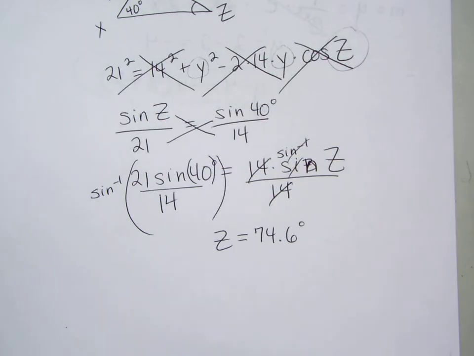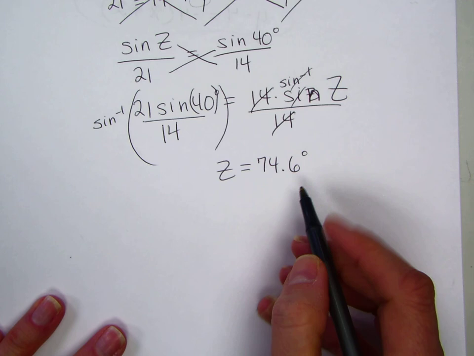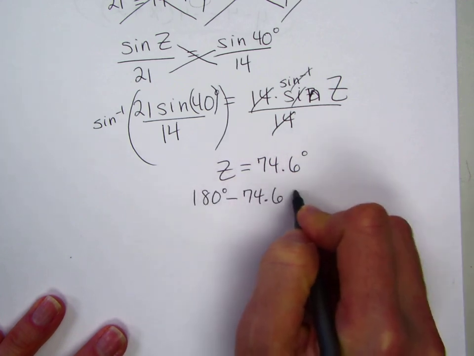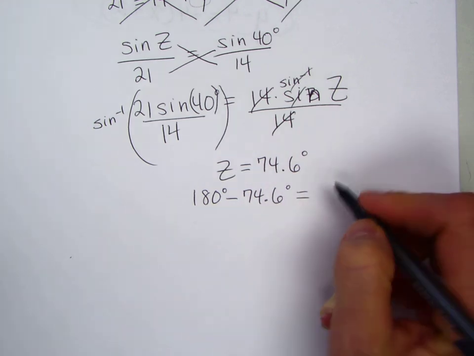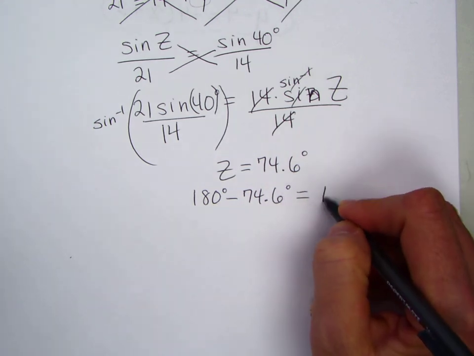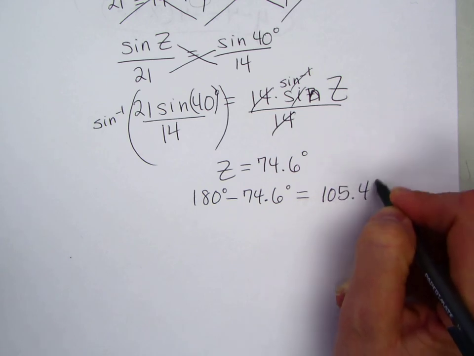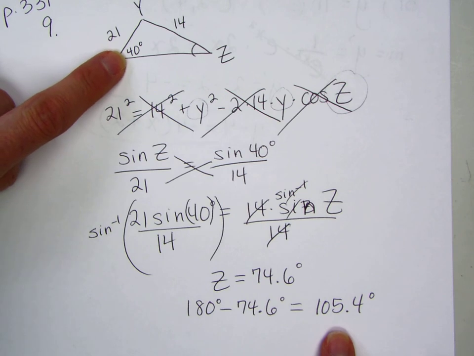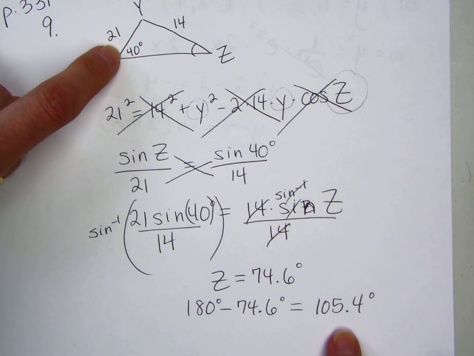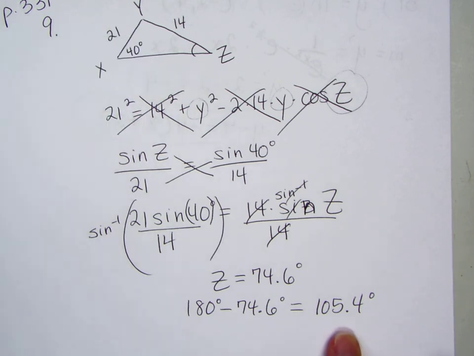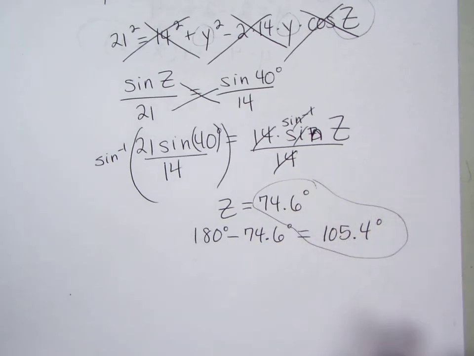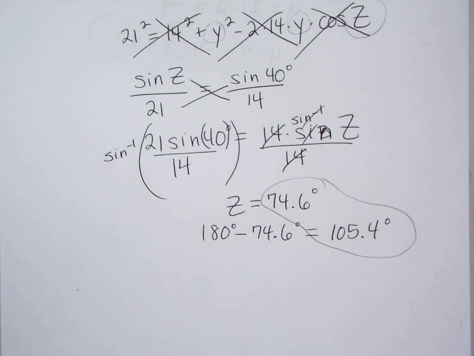So the work to find the other possible angle for z is really short. 180 minus 74.6, which would be, what is that, 105.4? The only thing we want to make sure of is that we still have room for a third angle. So if we add 40 and 105.4, we'd have 145 something. We'd still have room for our third angle. So that doesn't happen very often, but it's kind of an ambiguous case. So there are two possible answers.